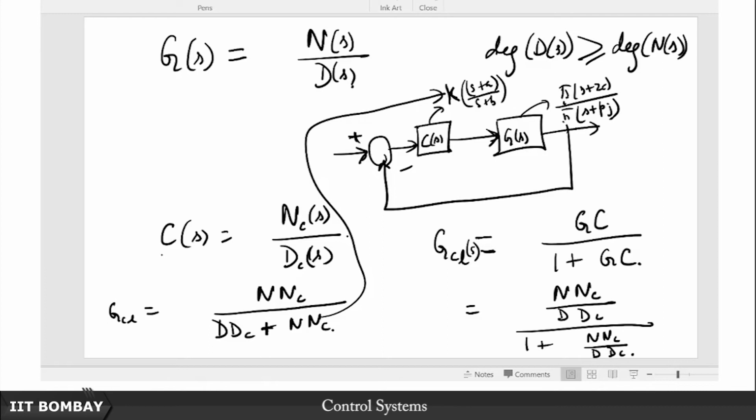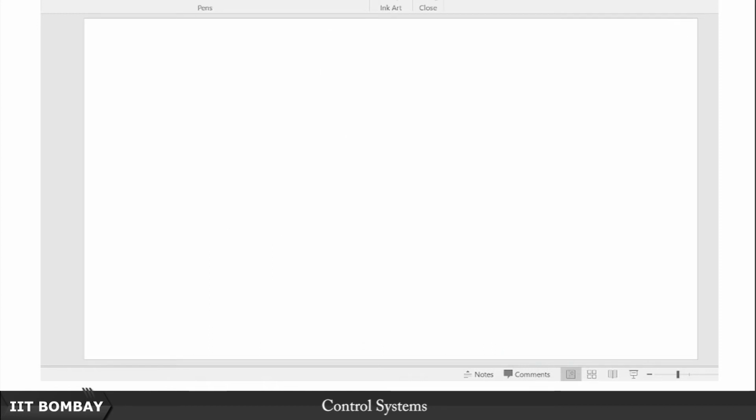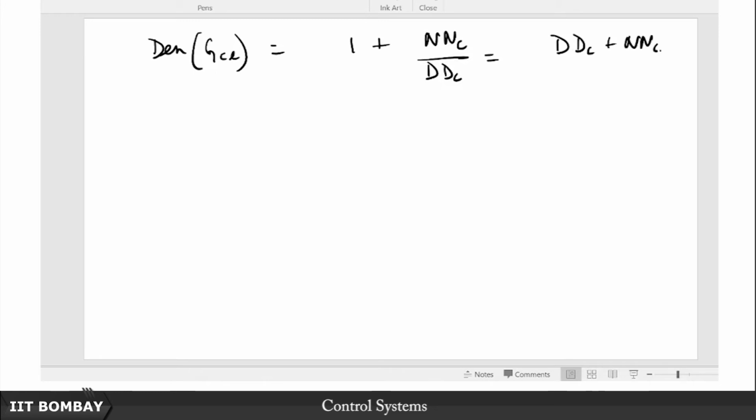So, if we are now considering this closed loop transfer function, what about this part? I want you to ponder over this little detail here. We got rid of this D D_C in the numerator and denominator, and we could do that because it was common. Now, if you take the denominator of G_CL, it turns out to be this 1 plus N N_C upon D D_C. This is itself another rational function.